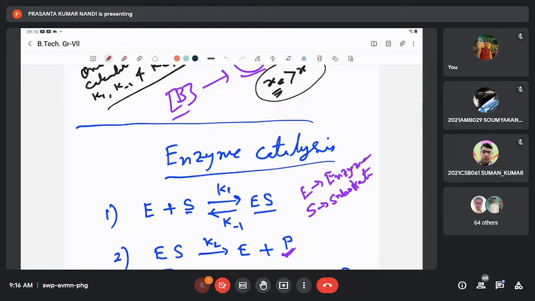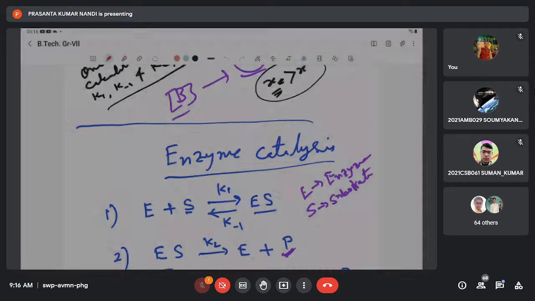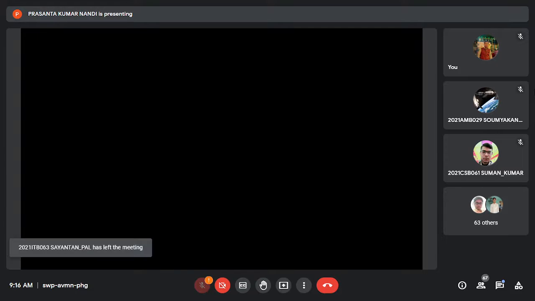Right. And since a catalyst accelerates both the forward and backward reaction rates, the next question sometimes people ask is, does it change the magnitude of the equilibrium constant?